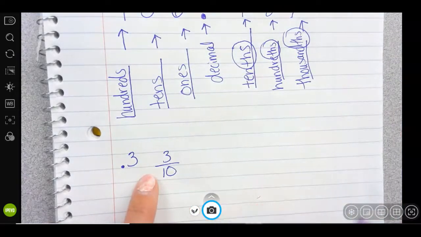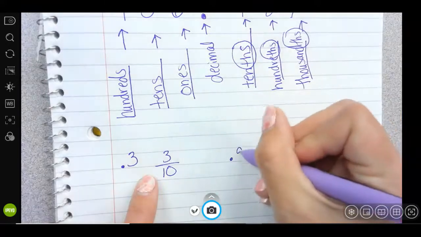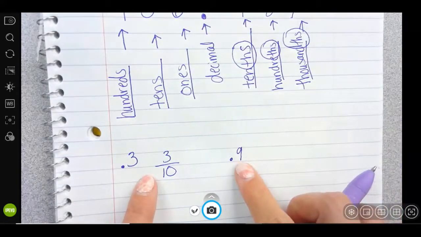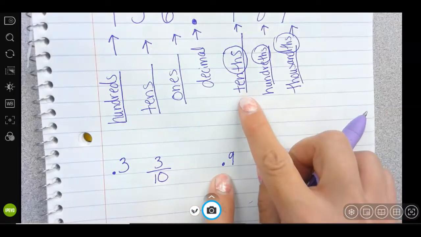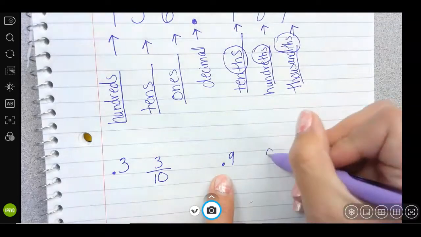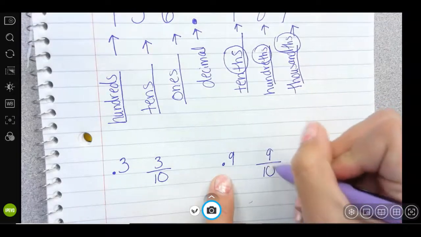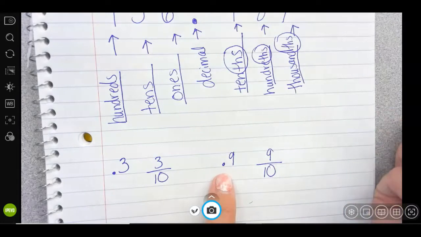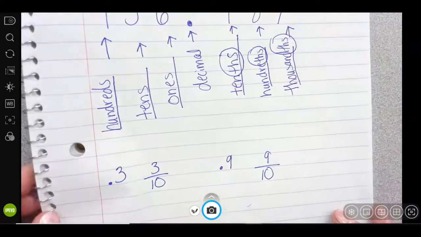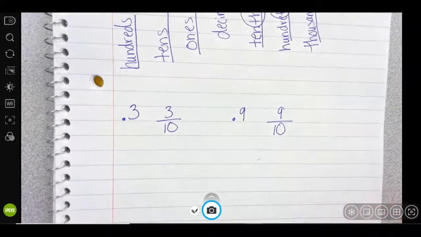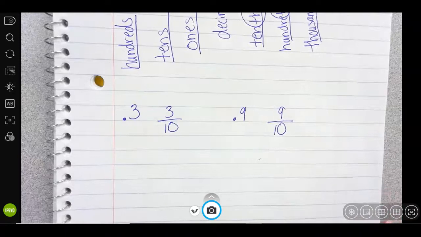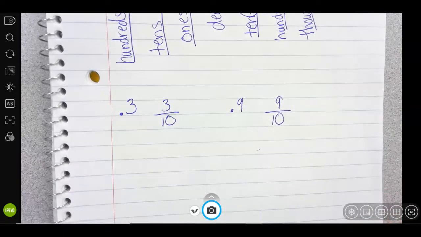Okay? What if you had this? Yeah, it's 9. What's the place value it's in? Tenths. So 9 tenths. It's one of those things that definitely looks harder than it really is. It's very easy, yeah.